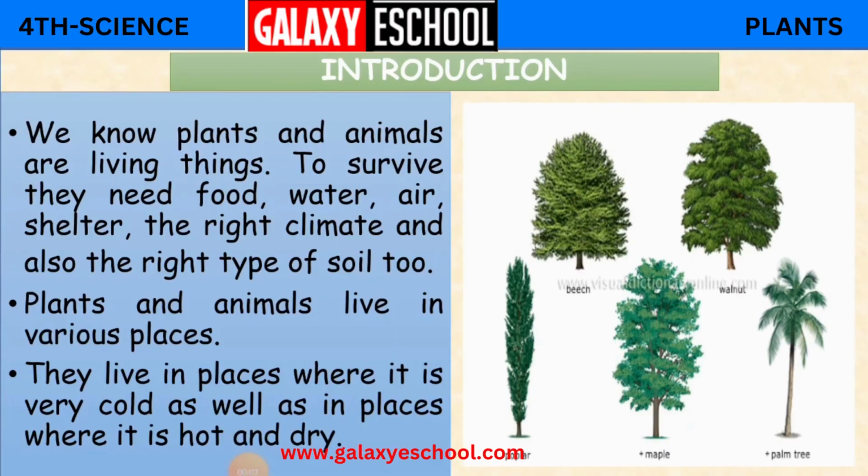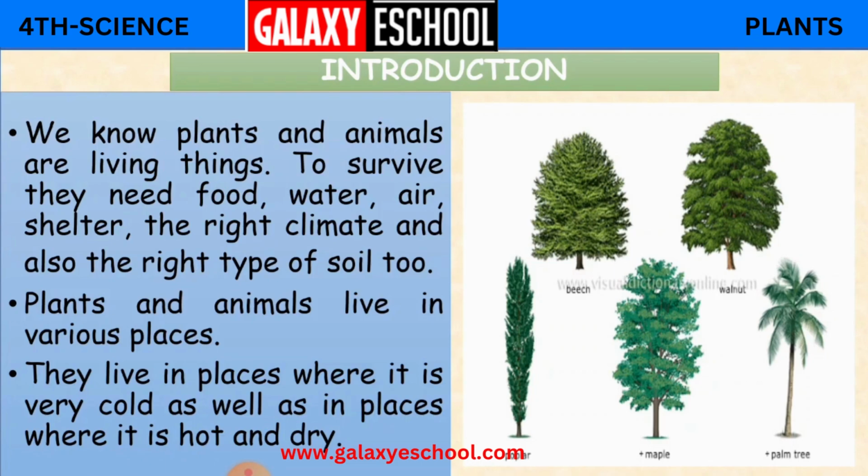As we have our houses, human beings, we have our houses, no? Same like that, even plants and animals also have their particular places according to their convenience. So they need air, water, food. When they have all these, plants are able to live. Plants and animals live in various places. As I said, they also have their places.